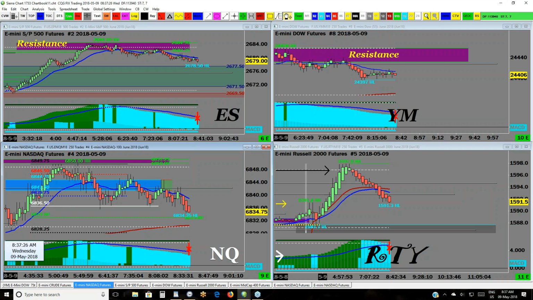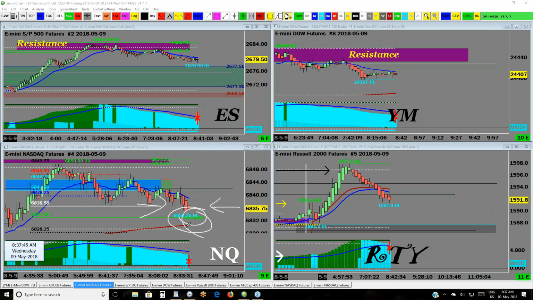So NQ almost to target. We'll look for a little pullback on NQ into the 36.50 here, and then complete target to 68.33. It hasn't quite happened that way yet. There's a pullback into 33.50, or I'm sorry, 36.50.